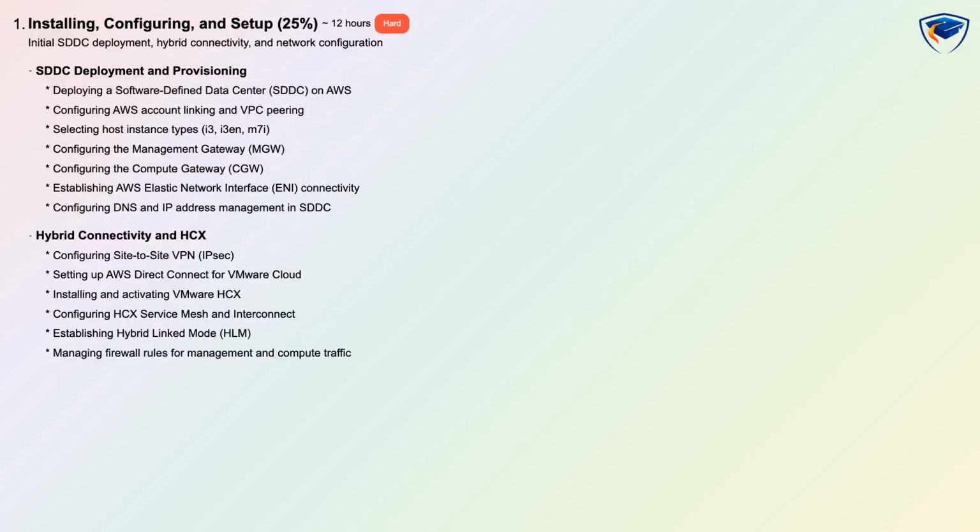Let's start with the first domain, installing, configuring, and setup. This domain focuses on the initial SDDC deployment, hybrid connectivity, and network configuration. You'll need to know how to deploy a software-defined data center on AWS, configure AWS account linking and VPC peering, select host instance types, and configure the management gateway and compute gateway. You'll also need to understand how to establish AWS Elastic Network Interface connectivity, configure DNS and IP address management in SDDC, and set up hybrid connectivity using HCX.